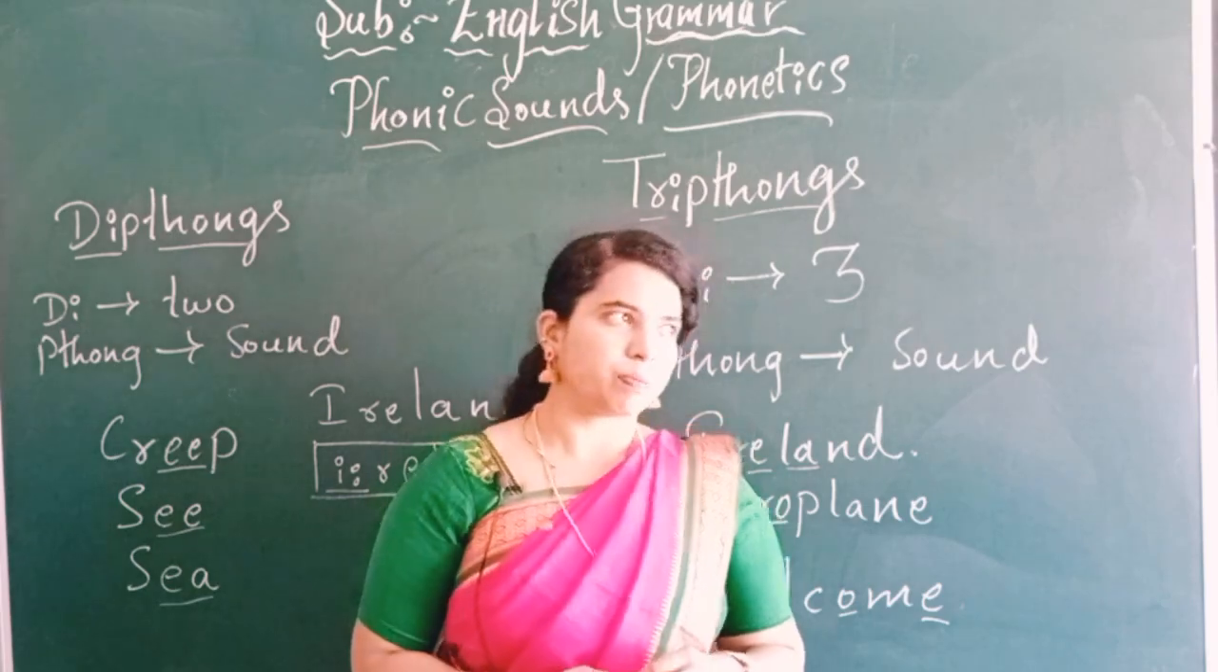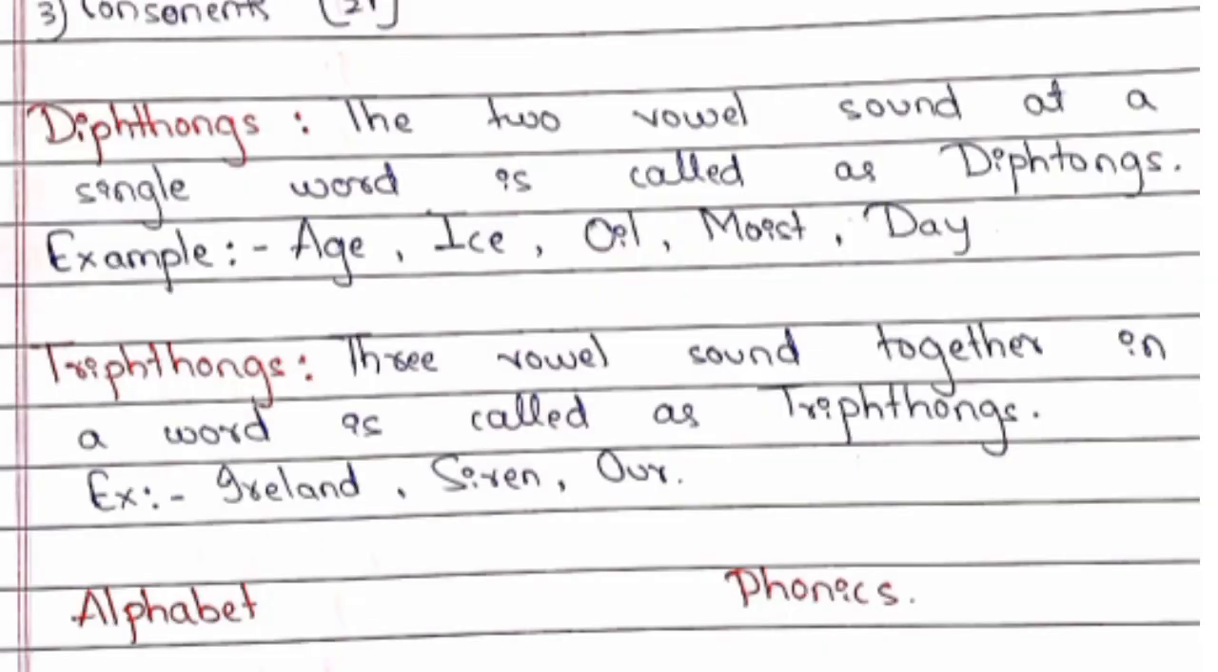You can observe the definition of diphthongs and triphthongs. Diphthongs: two vowel sounds in a single word are called diphthongs. Age, ice, oil, moist, day are the examples. Triphthongs: three vowel sounds together in a single word are called triphthongs. Ireland, siren are examples of triphthongs. Aeroplane and some other words are also examples of triphthongs, my dear friends.